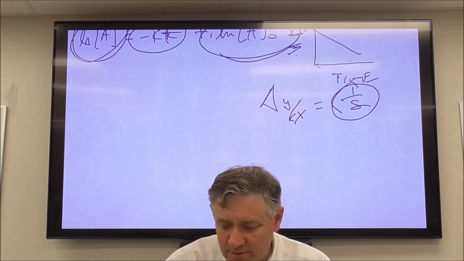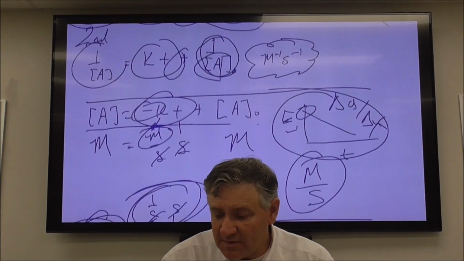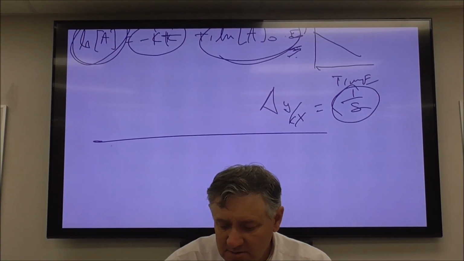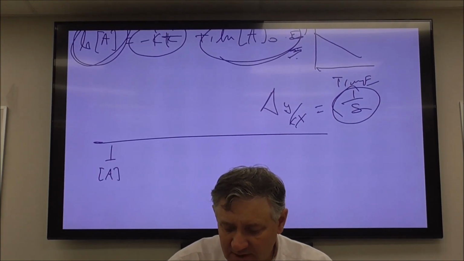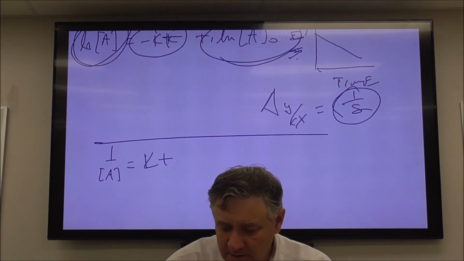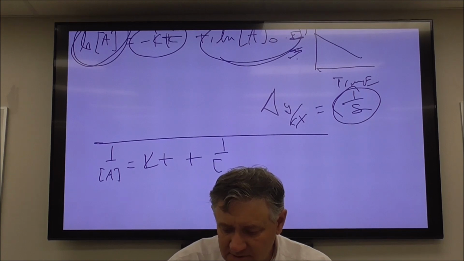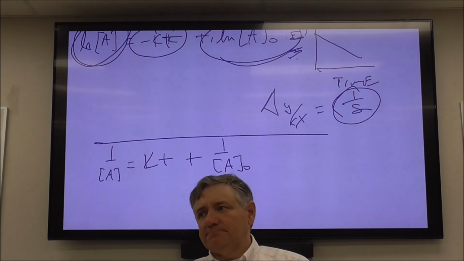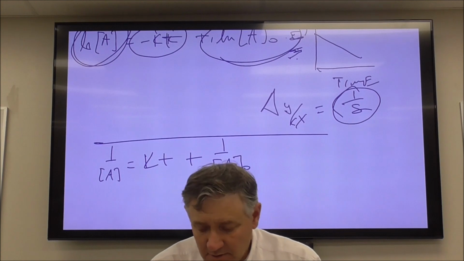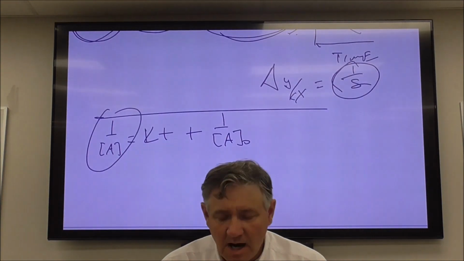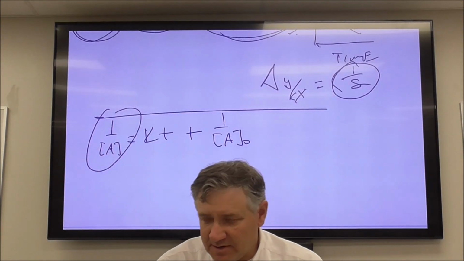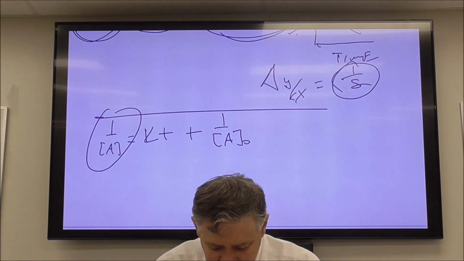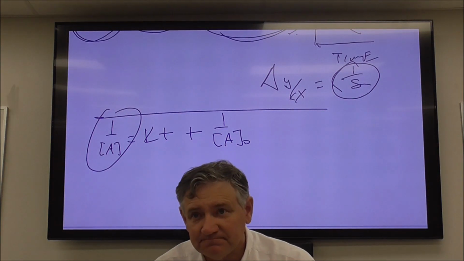Now, second order. On second order, this is one that's an inverse. So you have 1 over the concentration of A equaling KT plus 1 over the concentration of A naught. Okay? So, oddly enough, you're going to take the inverse of molarity. So if I take the inverse of molarity, what do I get?